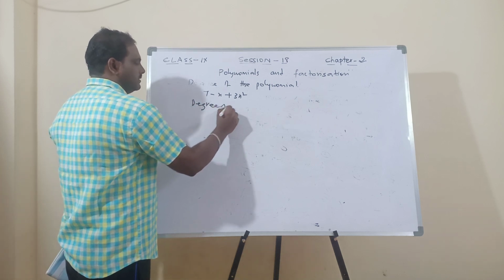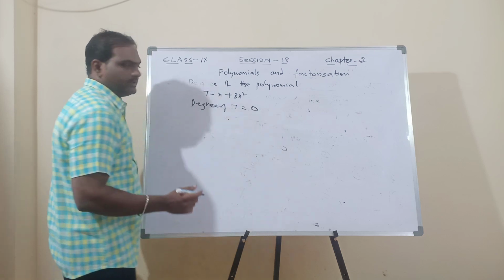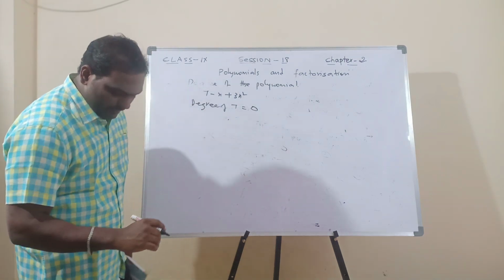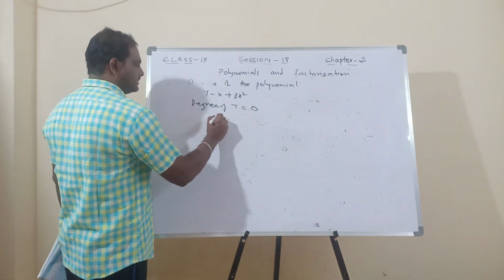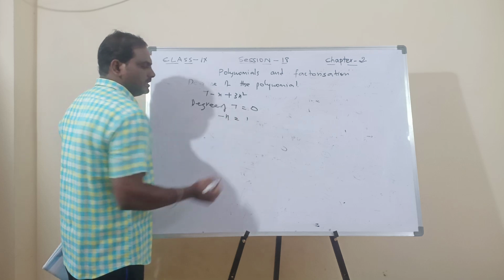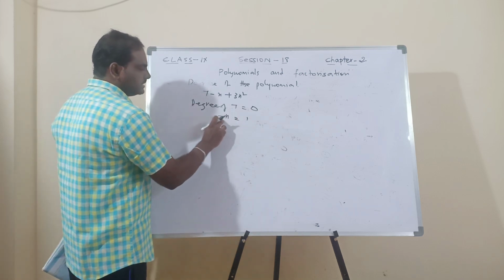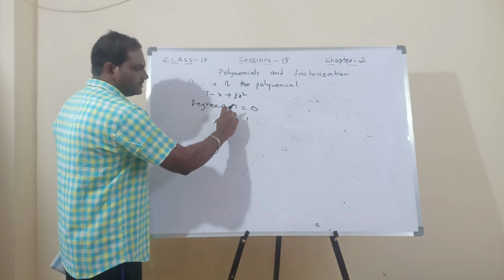How much? 0. Because 7 is a constant number. The degree of a constant polynomial is 0. And next one, degree of minus x, it is 1. Don't write minus 1. Minus is this symbol and we have to write this power.